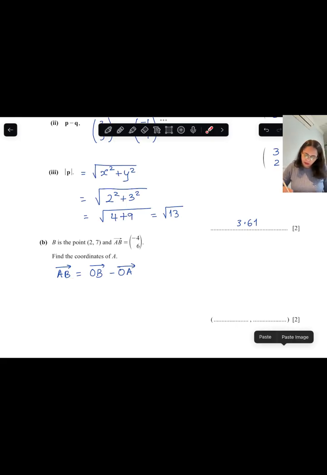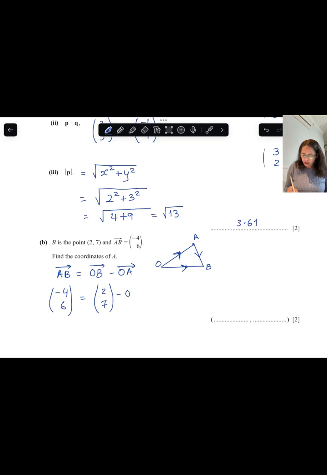It's always the second minus the first. Why? Because if you think about the vector OA and vector OB, and you want to find the vector AB, then if OA is in this direction and OB is in this direction, I'm going to do minus OA and plus OB. That's why it is always second minus first. Easy to remember, no need to draw the sketch. So this is (-4, 6), OB is going to be (2, 7).